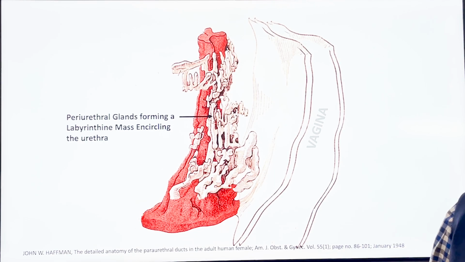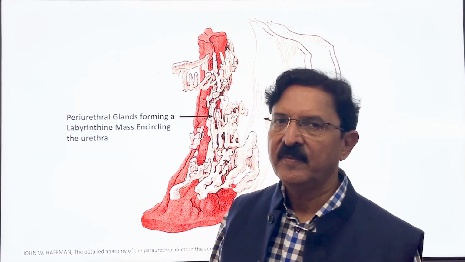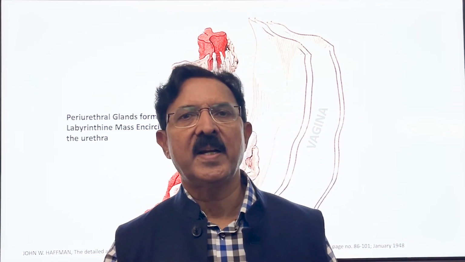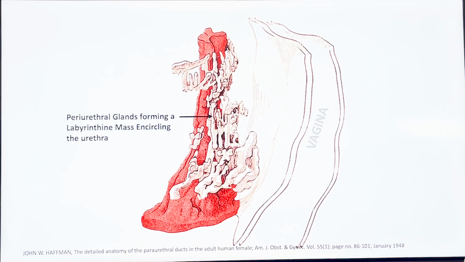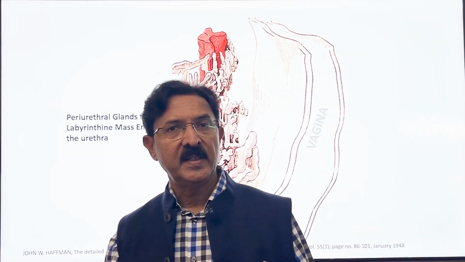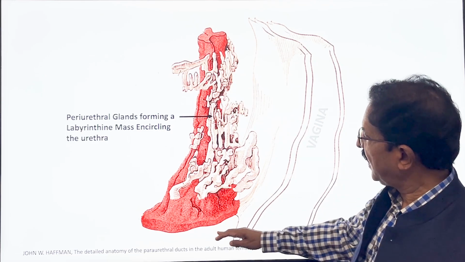Long time back, Dr. Hoffman published a remarkable study which is a landmark in the anatomical study of periurethral glands, and this was as old as 1948. I had an opportunity to read this paper in detail, where he had shown such diagrams in huge detail.